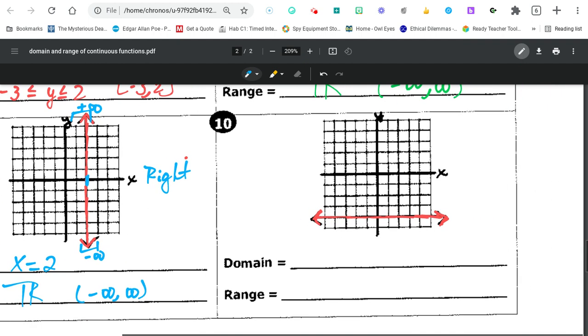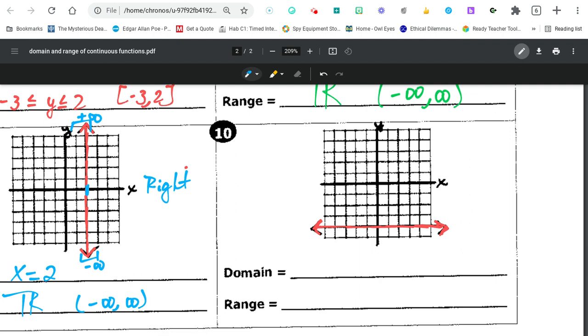Okay, let's look at 10. Okay, domain. My domain, it is stretching left. How far left is it stretching? Negative infinity. How far right is it stretching? Positive infinity. So again, that's all real numbers, or you could put negative infinity to positive infinity.